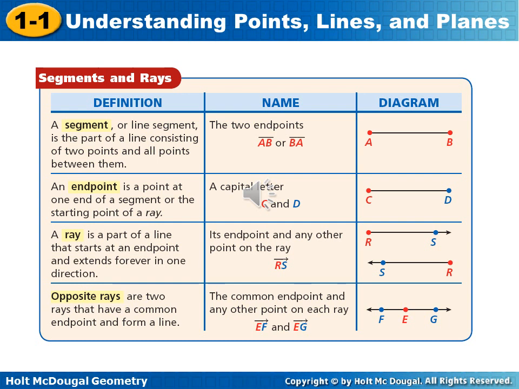Opposite rays are 2 rays that have a common endpoint and form a line. The common endpoint and any other point describe each ray. So if we look at our picture, we have ray EF and ray EG, which are opposite rays. They are 2 rays pointing in opposite directions, and together they form a line.